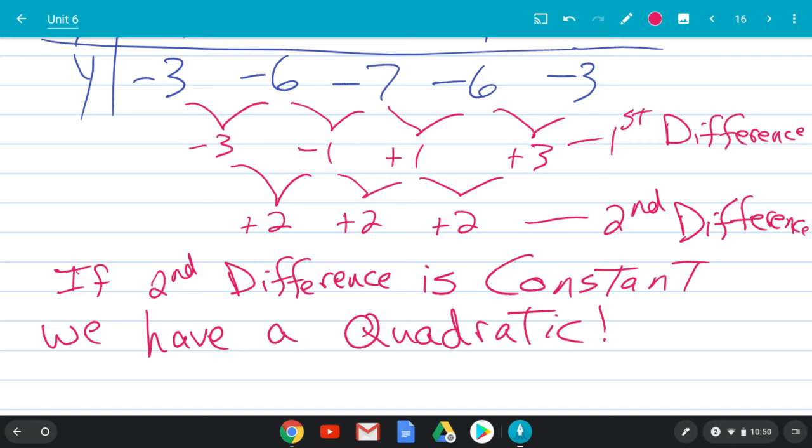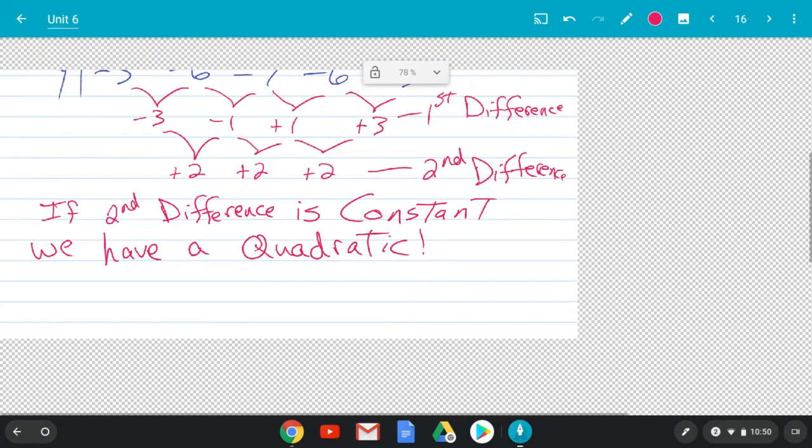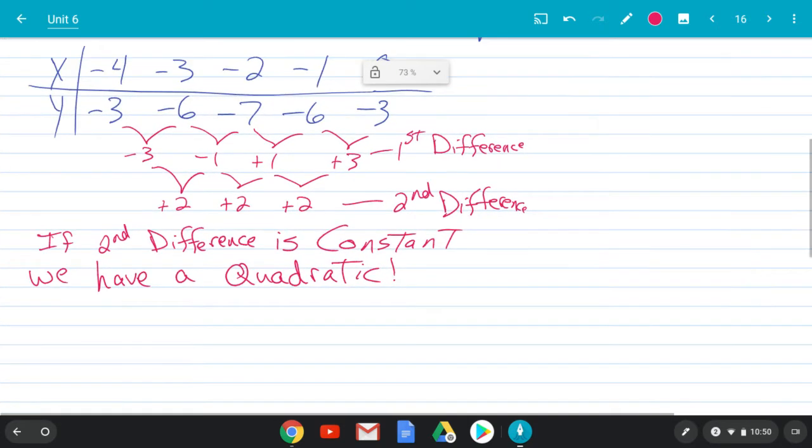Okay, so if the first difference is constant, we have a linear. If the second difference is constant, we have a quadratic. See how those kind of go back together again. All right, so now we know we have a quadratic. How are we going to come up with the equation of this line, or of this parabola in this case? Because we know we have a quadratic. Well, let's go back to what we already talked about.